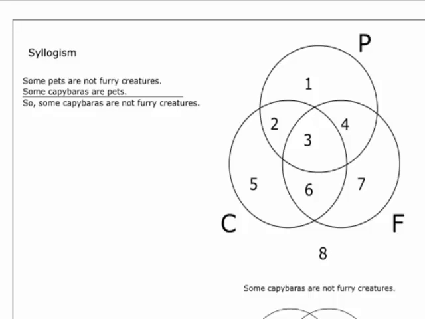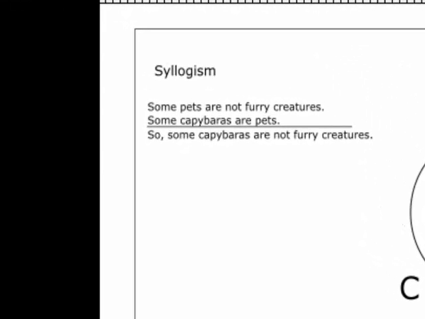This time we're going to look at a categorical syllogism involving particular statements, that is, I statements and O statements. A complication arises when dealing with such statements. Here's a syllogism. Some pets are not furry creatures. Some capybaras are pets. Therefore, some capybaras are not furry creatures.